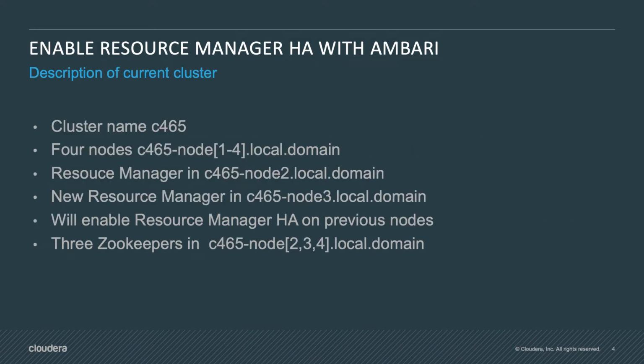Description of current cluster. Cluster name C465. We have 4 nodes, node 1 to 4. The resource manager is located in node 2. The new resource manager will be located in node 3. We will enable resource manager high availability on the previous nodes. We have 3 zookeepers in node 2, 3, and 4.